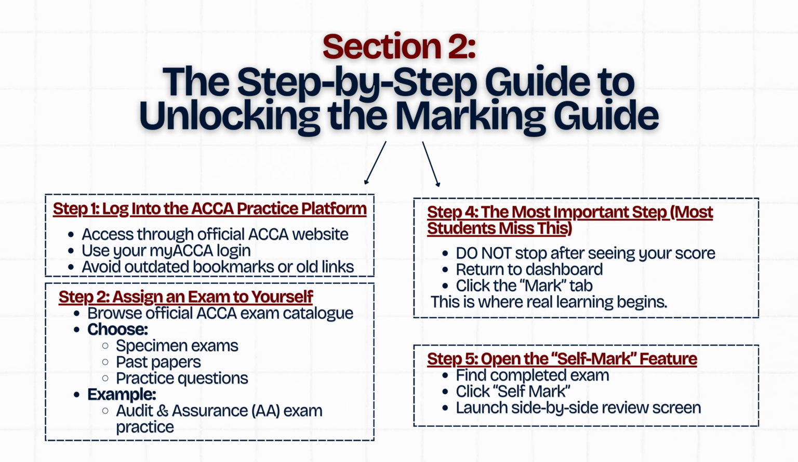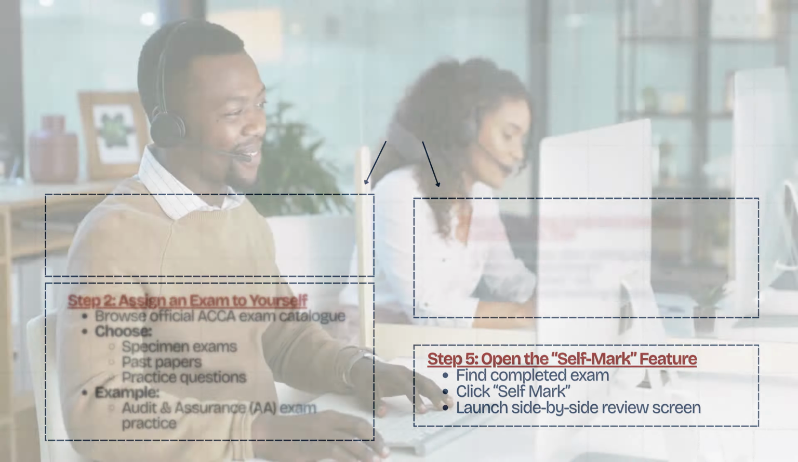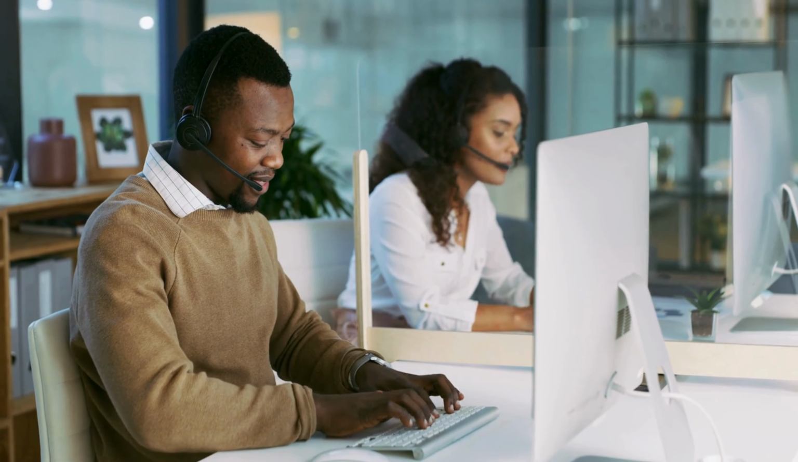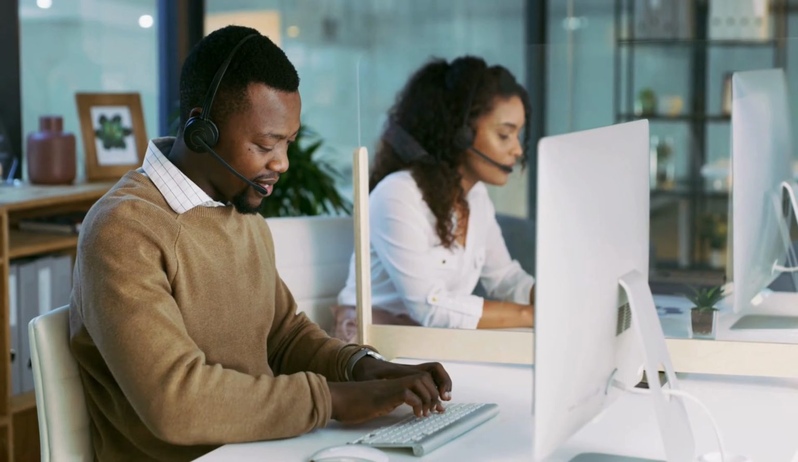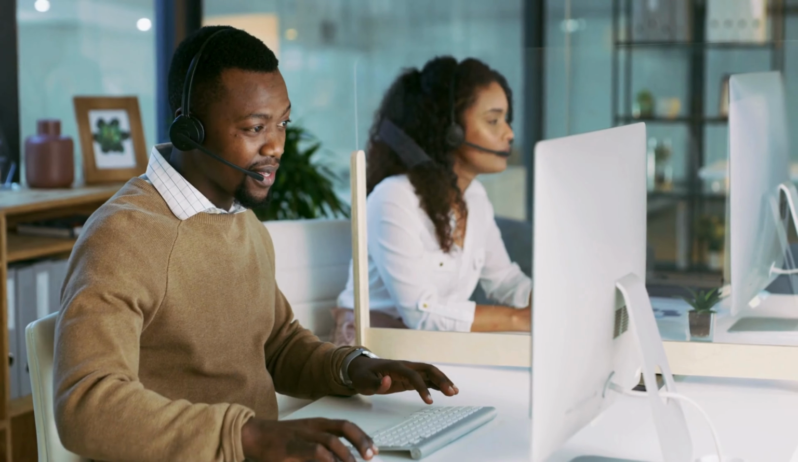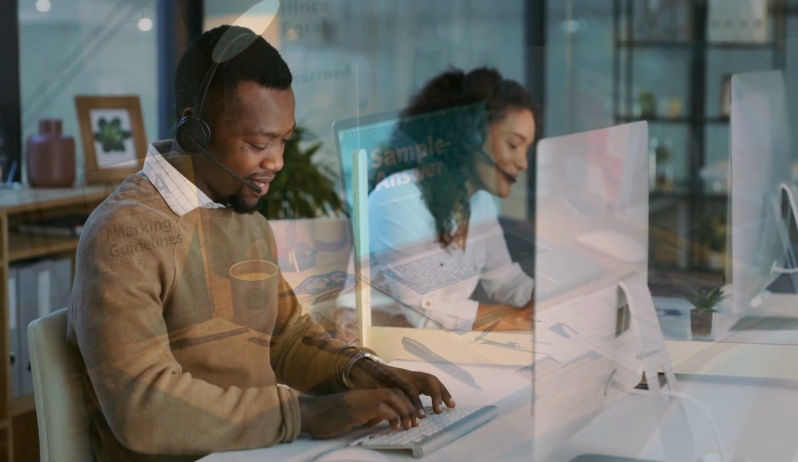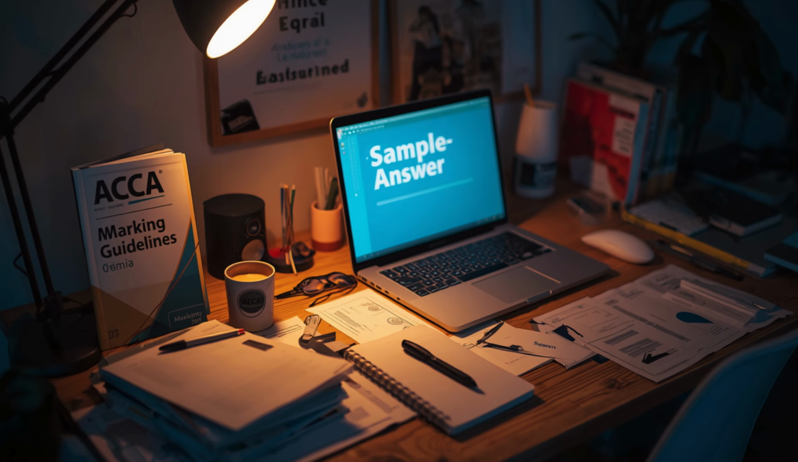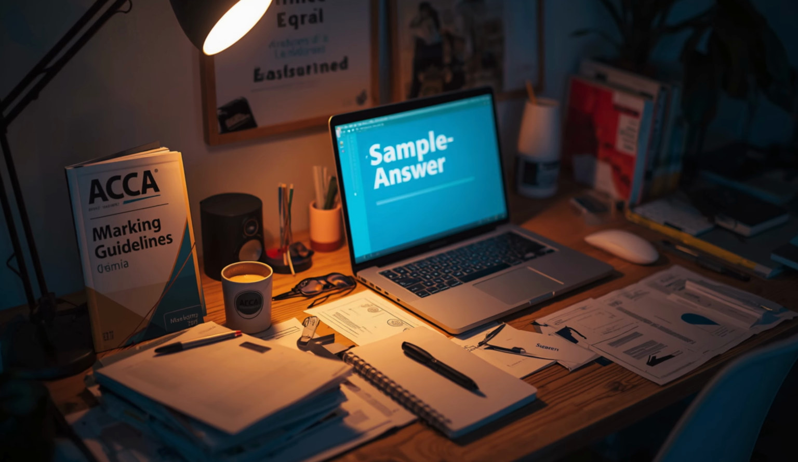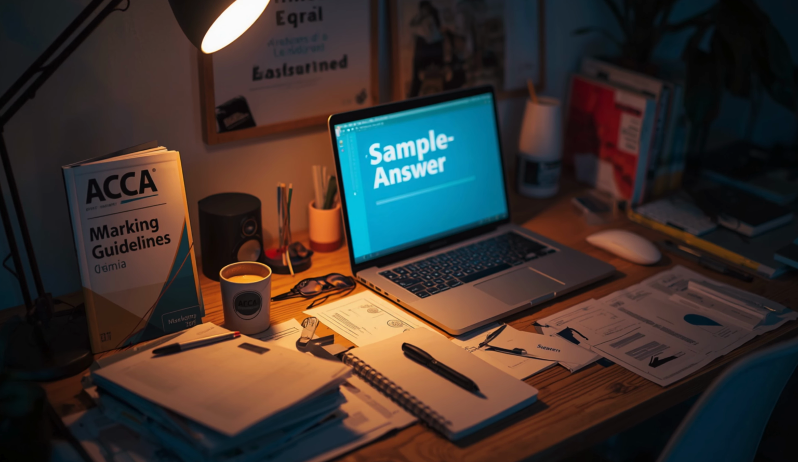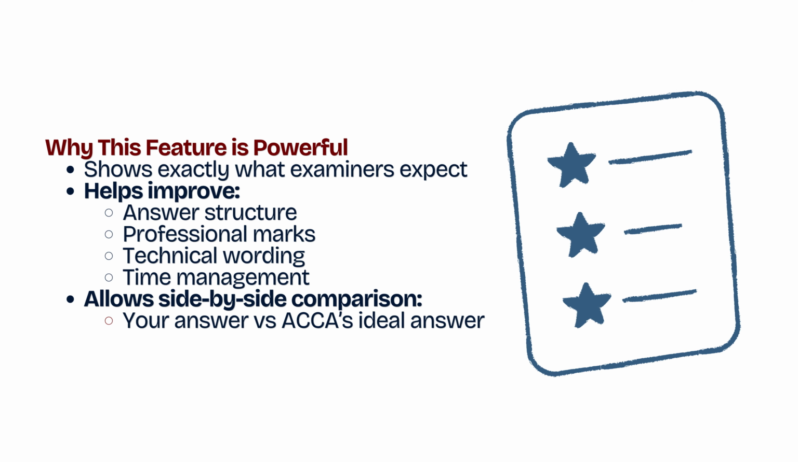This launches a new interface, and this screen is the key to everything. Typically, you will see a few panels. One panel will contain your own answer that you just typed out. Another will show the rubric, which details the marks available for each part of the question. And most importantly, you'll find the official ACCA marking guidelines and sample answer, on the left. You might need to click a link that says, "Click here to see the sample answer," to get the full side-by-side view. Now you have the official, perfect answer right next to your own attempt.